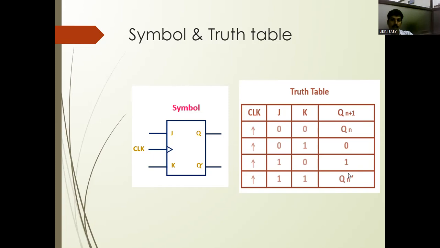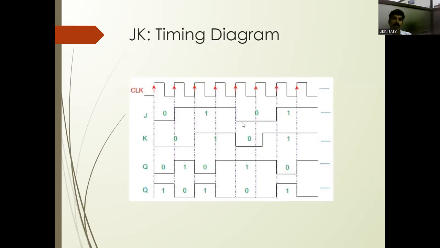Okay, Qn complement. That means if 1, 1 is raised, if the last value is 1, then here it is 0. If the last value is 0, then here it is 1. So it will complement. If you continuously give 1, 1 in this JK, at every clock pulse, the value will complement.